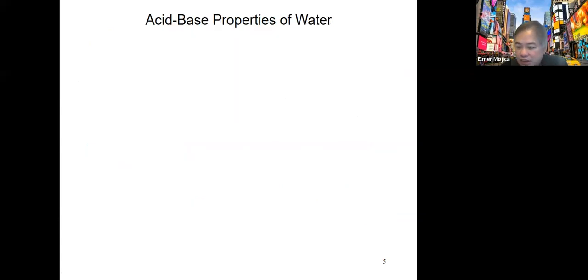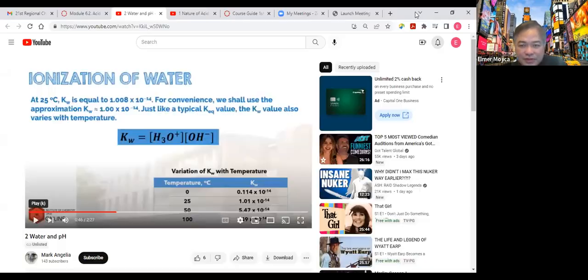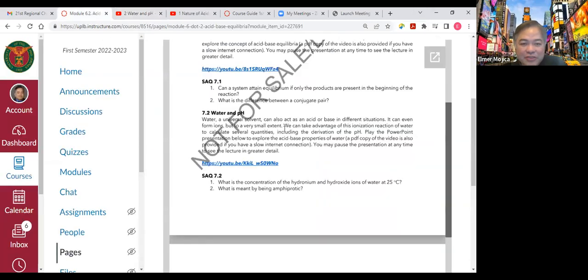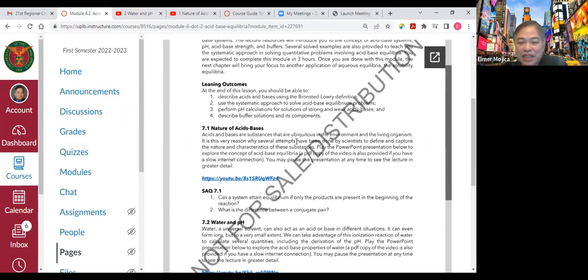Now, let's look at the acid base property of water. So that's section 7.1. I'm just following this module. We already have the nature of acids and bases, but I still want you to watch the video here.